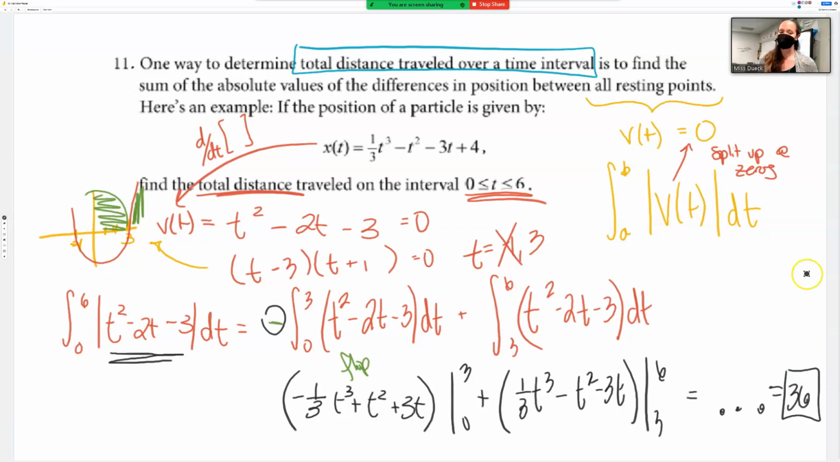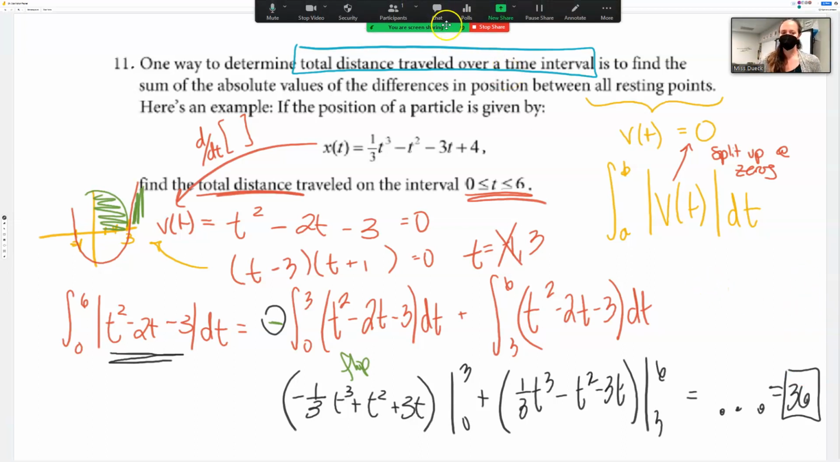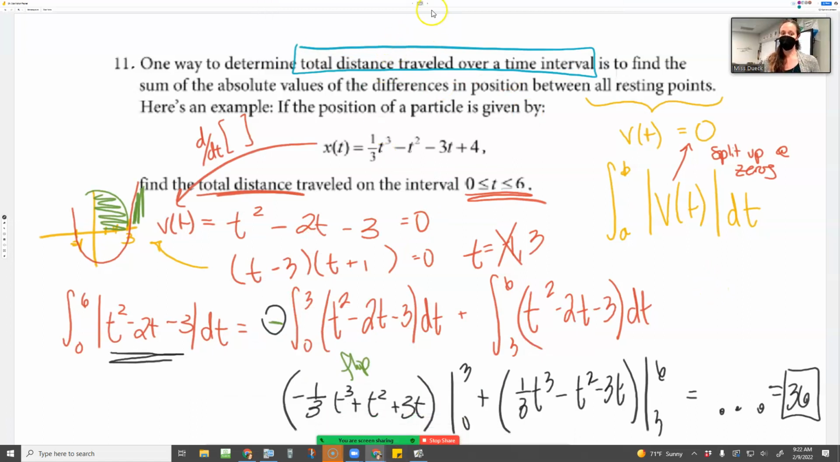Total distance traveled says I need to split up at resting points, and if I need to split up at resting points, I need to think about velocity. If I don't have it, I'll find it.